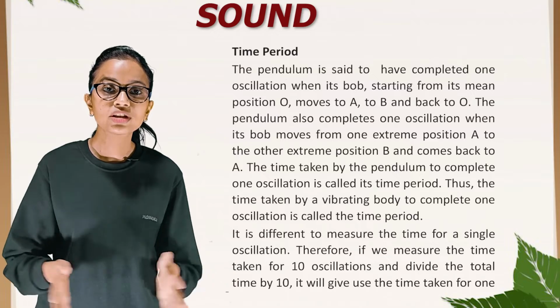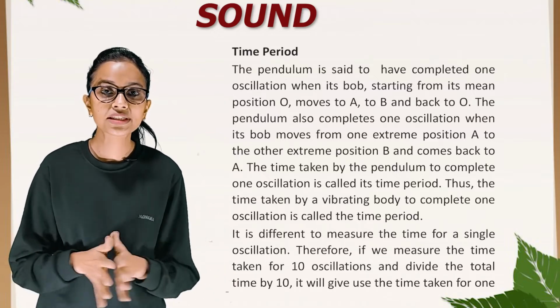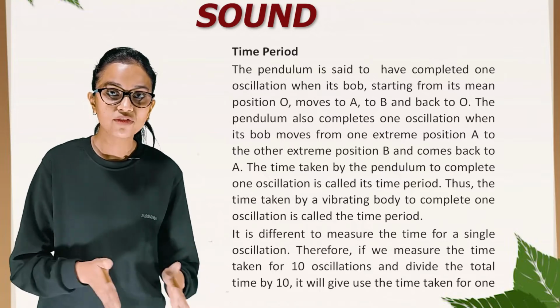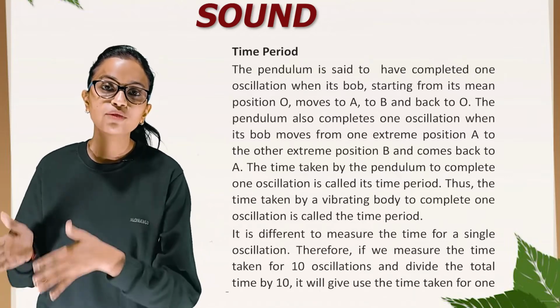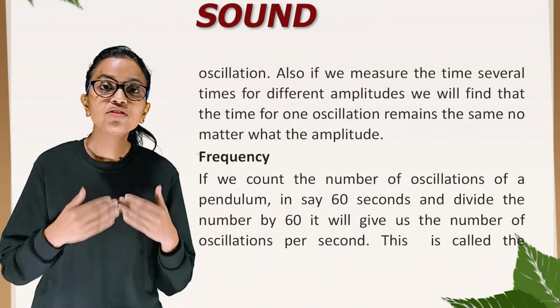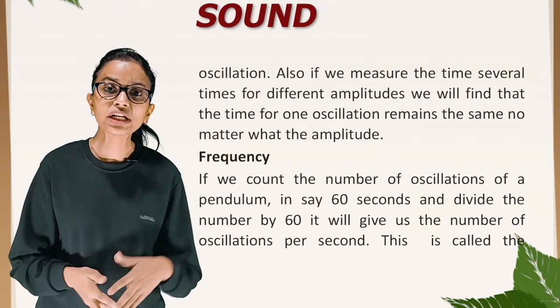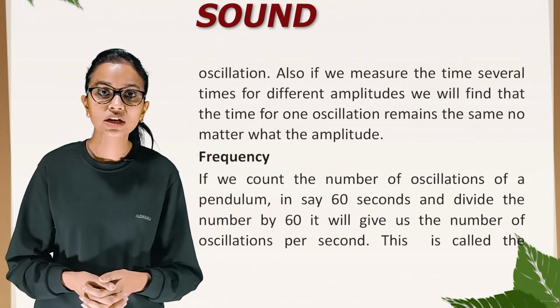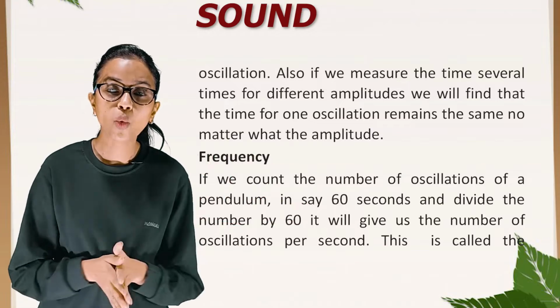Therefore, if we measure the time taken for 10 oscillations and divide the total time by 10, it will give us the time taken for one oscillation. Also, if we measure the time several times for different amplitudes, we will find that the time for one oscillation remains the same no matter what the amplitude.